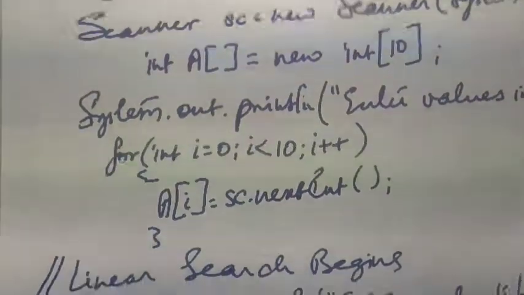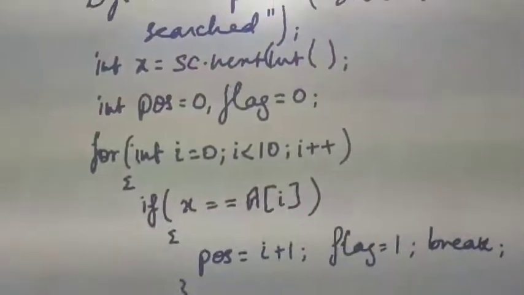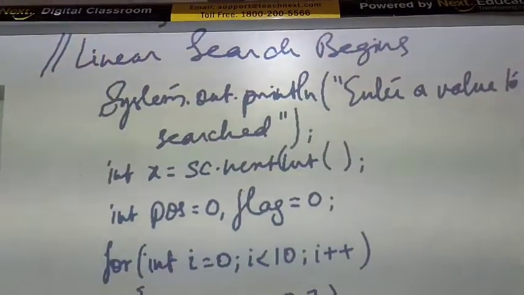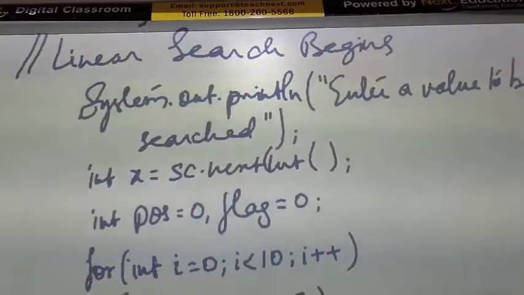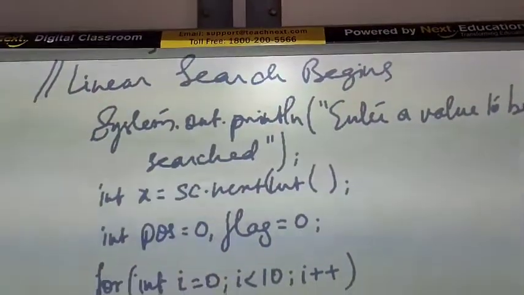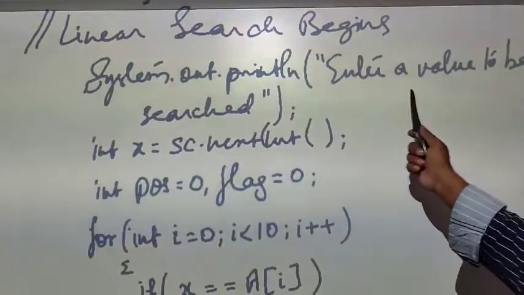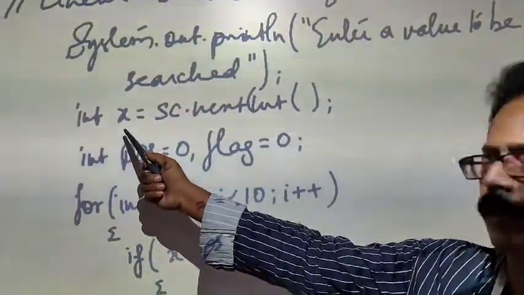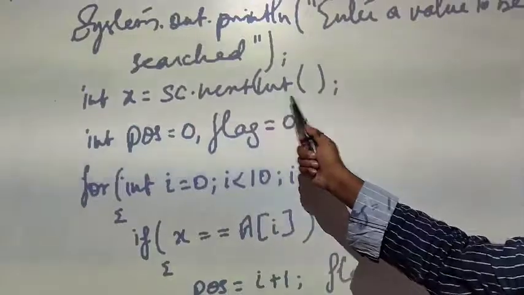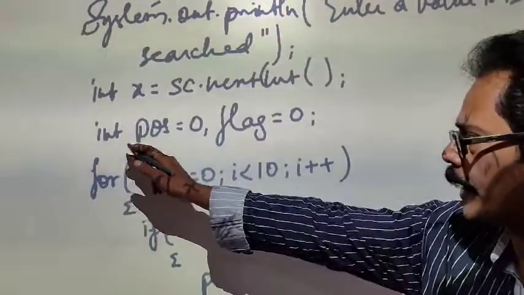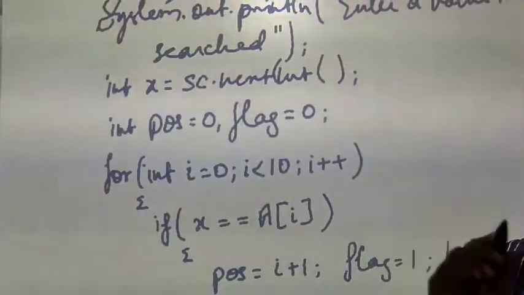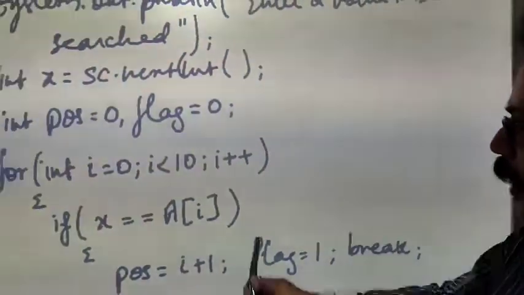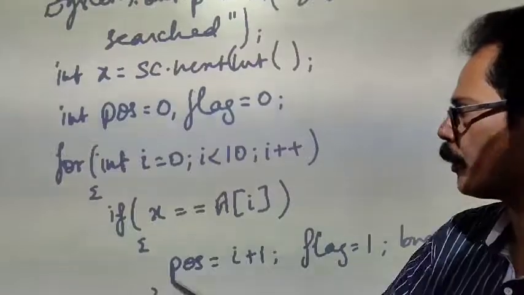Then, after having accepted, the linear search begins. When you want to search, you have to search for a particular item in the array. So accept that item. Here the system will print, enter a value to be searched. Int x, so x is what we are going to search in the array. Int x is equal to sc.nextInt(). Take two variables. One is pos. Pos means the position, which means index plus 1. Here i is representing the index.